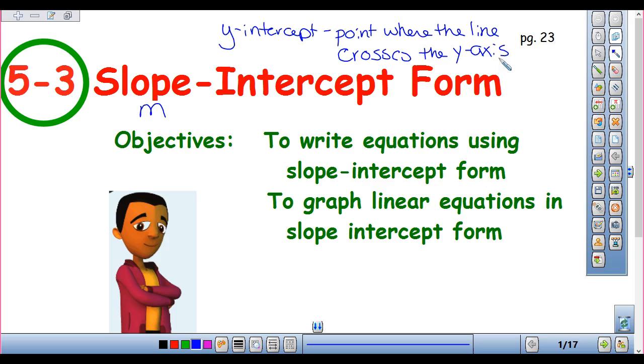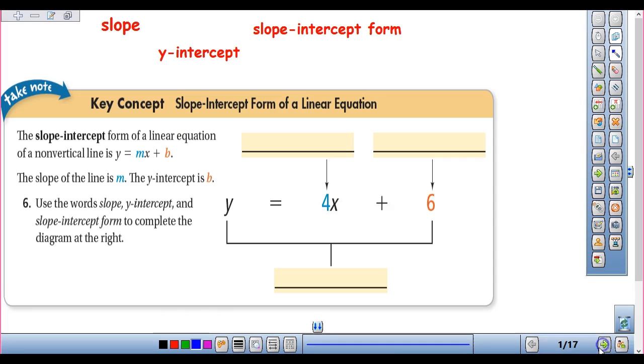You would think that they would use y to abbreviate this, but they don't, because that's going to be our equation, y equals. So the y-intercept, they use the letter b. Okay, so you need to know that slope is m, and that the y-intercept is b. Because when we write in slope-intercept form, we are going to write it as y equals mx plus b.